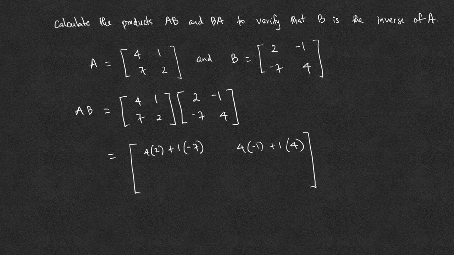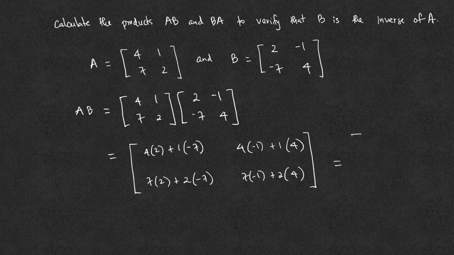Next, we take the second row in the first matrix and multiply the first column in the second matrix, second row, first column, to obtain an entry in second row, first column. This inner product is 7 times 2 plus 2 times negative 7. And lastly, row 2 in the first matrix, column 2 in the second matrix will give us an entry in row 2, column 2. The inner product is 7 times negative 1 plus 2 times 4.